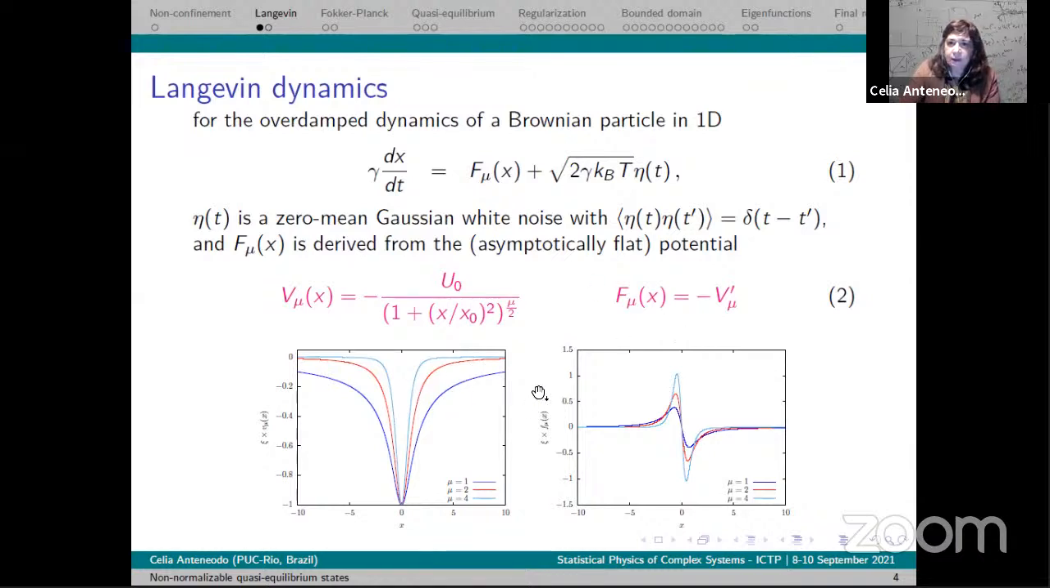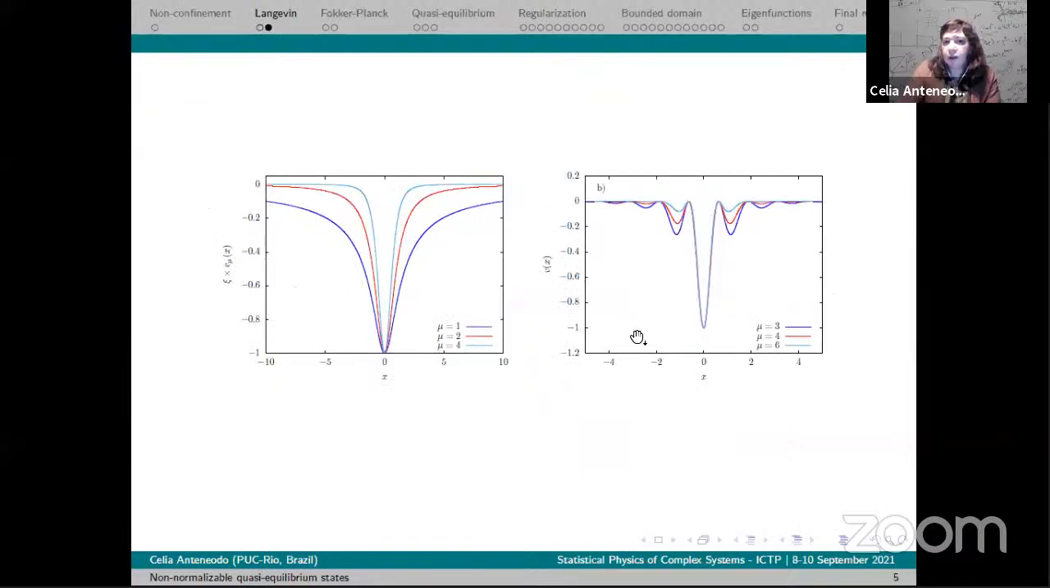So this is what we consider, but in the paper we have also looked at what happens with other kinds of potentials that are less simple than this one. Also potentials like generalized Lennard-Jones and other kinds. But I will focus on this kind.